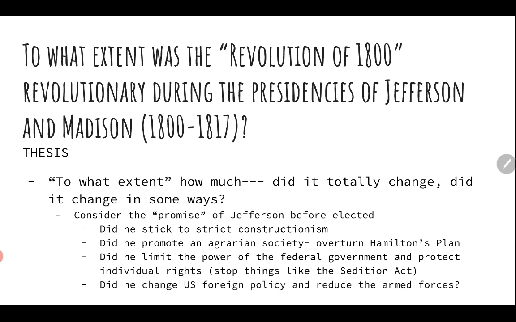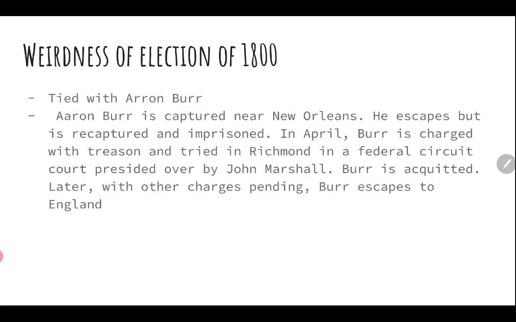So the question is, to what extent was the Revolution of 1800 revolutionary during the presidencies of Jefferson and Madison? Right? So to what extent, in order to answer this question, you have to say how much. Did it totally change? Did it change in some ways? Consider the promises of what Jefferson was thinking about before he was elected. Did he stick to his strict constructionism? Did he promote an agrarian society? Did he overturn Hamilton's plan? Did he limit the power of the federal government? Did he stop things like the Sedition Act? Did he change U.S. foreign policy? So these would be examples of a revolution.